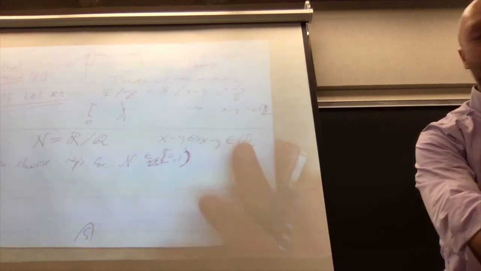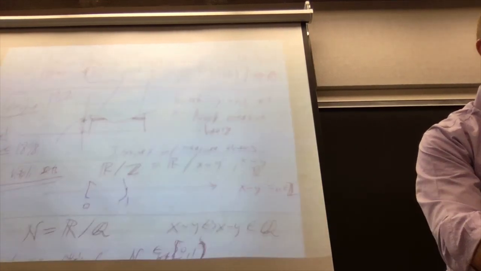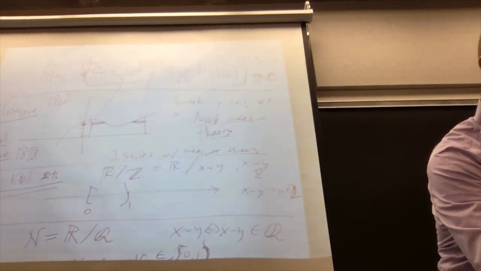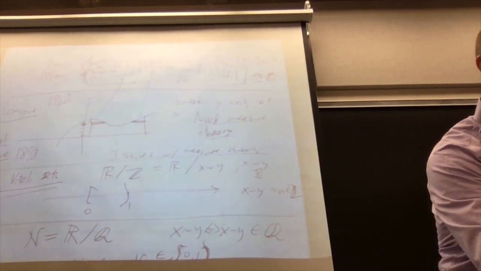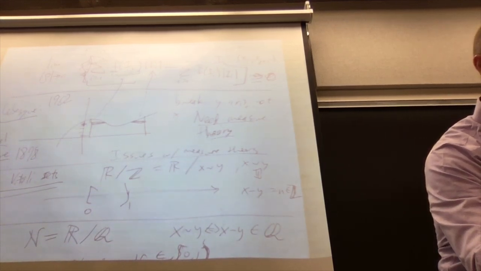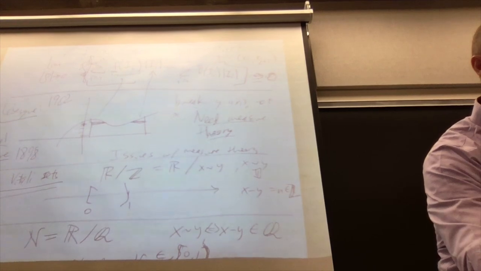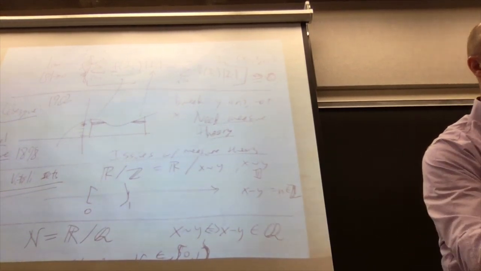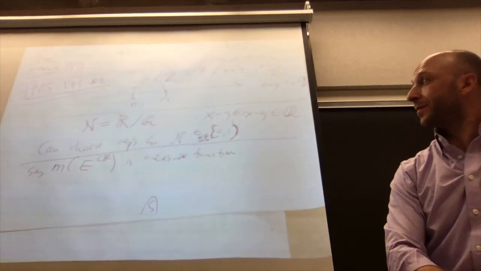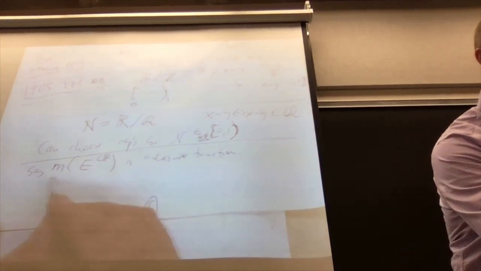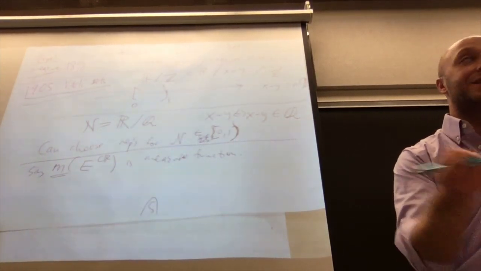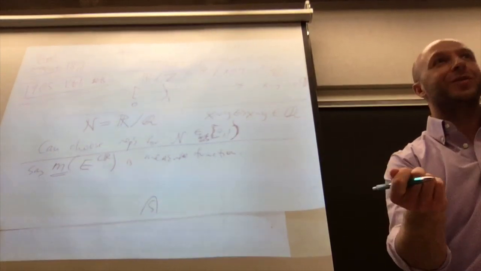What's the problem? Well, what do we want measure theory to do? Let's say M of a set E, which is a subset of the reals, is our measure function. So I'll say that M is my measure function. I have a subset of the reals, and I want to send it to the non-negative real numbers.